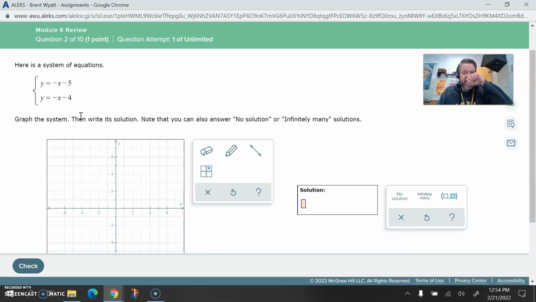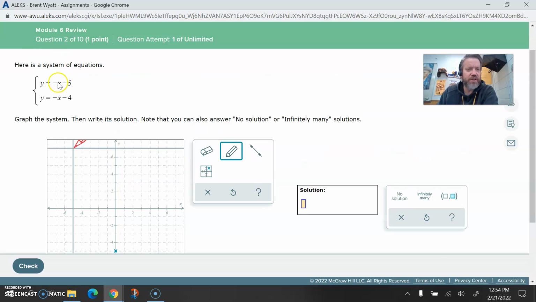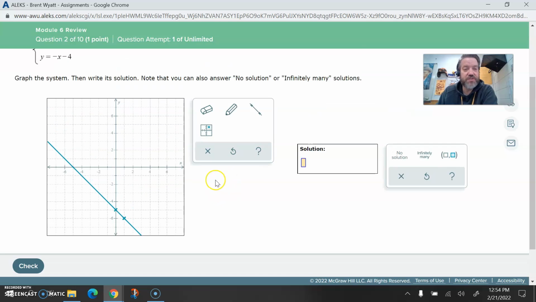So if I go to graph these lines, the first one, I start with my y-intercept of -5, and I'm going to put a point there at -5 on the y-axis. And then since my slope is -1, which is -1/1 when expressed as a fraction, from this point, I need to go down one space and then one space to the right. Then I'll place that second point. Then using my line tool, I can click those so they pass through those points, and there's my first line.